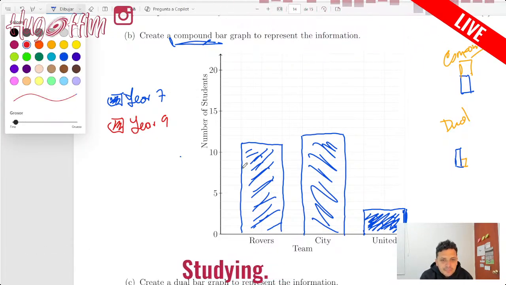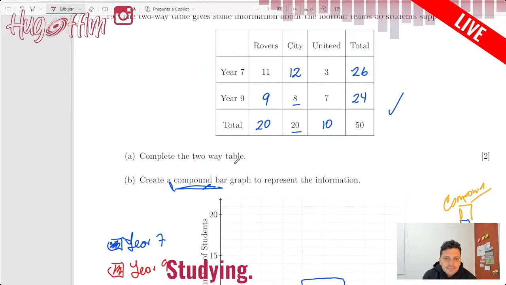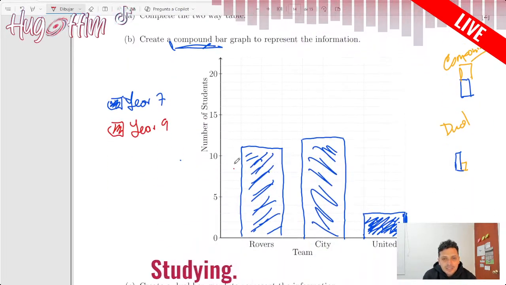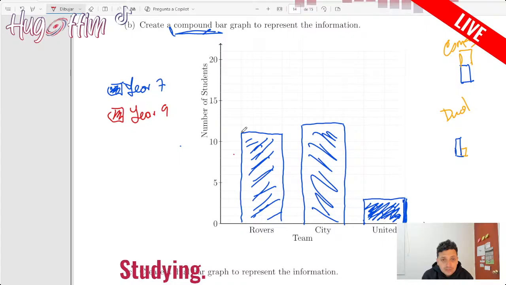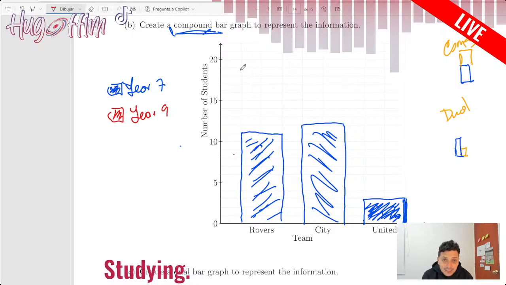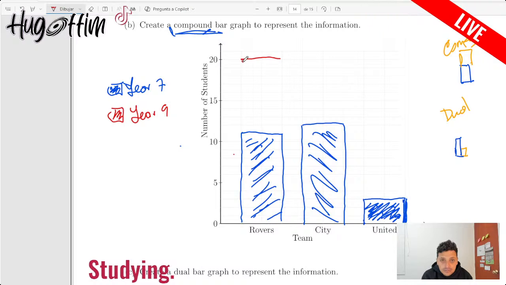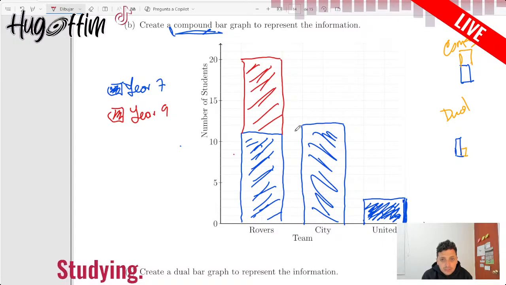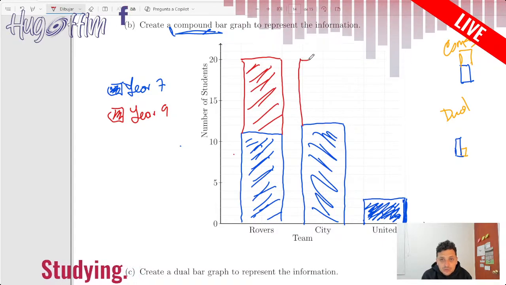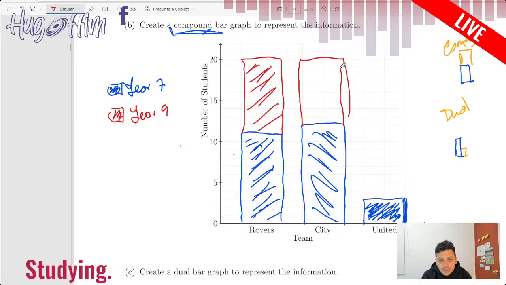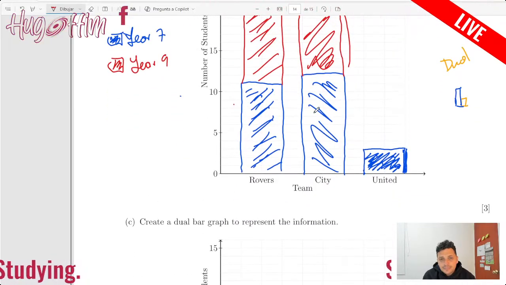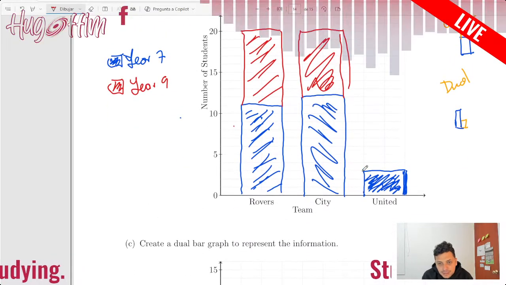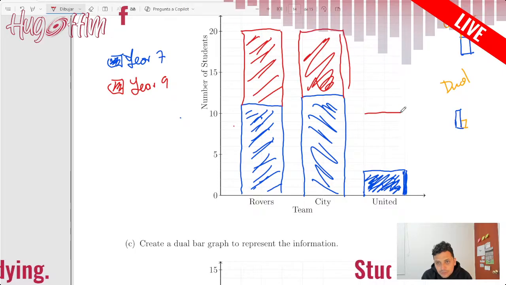Now, let's see with year 9. It says 9, 8, and 7. So I need to draw a bar whose height is 9. So I'm here in 11, so the height is 9. I'm going until 20. You see? Until 20. Now this one is 8. I'm going until 20 because the bar must measure 8. And the other is 7. So if I'm in 3 and I'm going until 7, I'm going to reach until 10.